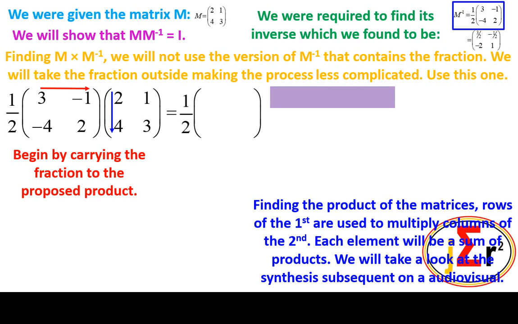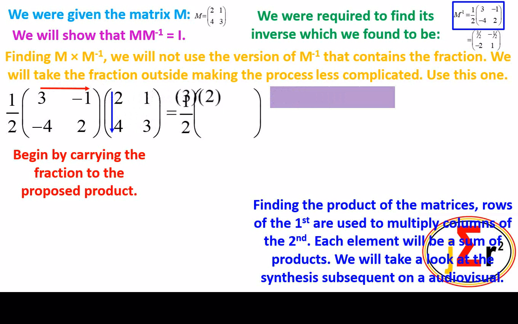And I know what you will be saying after you finish watching this audiovisual. If the process can be explained simpler than we are doing it here, well, you be the judge of that. Rows of the first times column of the second, and we will have a sum of products. There we go. We are beginning with the first sum of products.